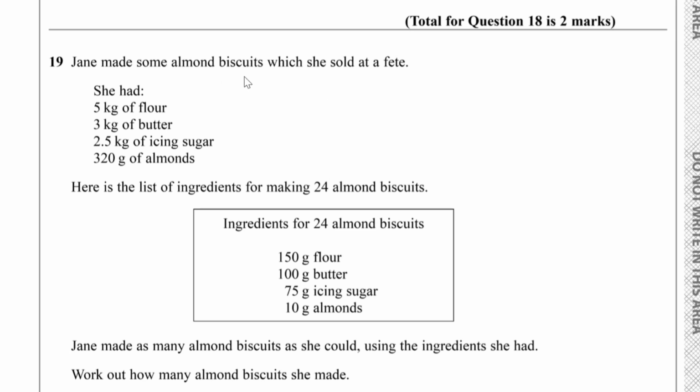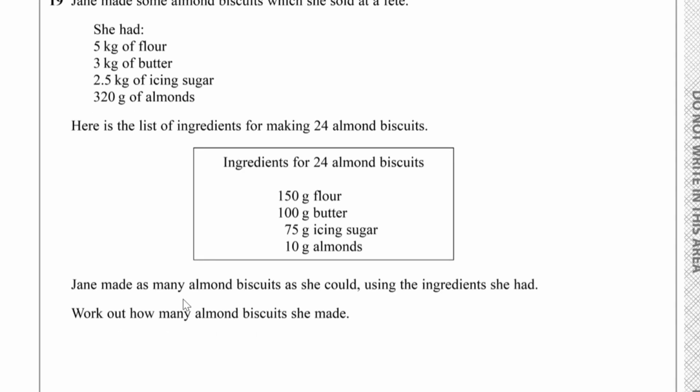Question number 19. Jane made some almond biscuits which she sold at a fete. She had 5 kilograms of flour, 3 kilograms of butter, 2.5 kilograms of icing sugar and 320 grams of almonds, and we've got a list of ingredients for making 24 almond biscuits. We require 150 grams of flour, 100 grams of butter, 75 grams of icing sugar and 10 grams of almonds. Jane made as many almond biscuits as she could using the ingredients she had, and we have to work out how many almond biscuits she made.